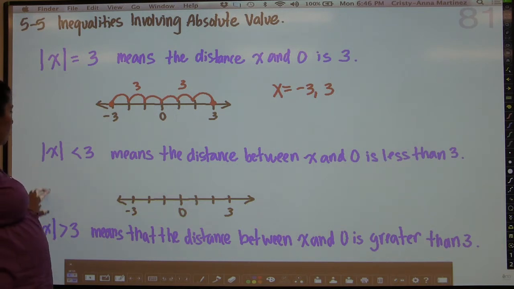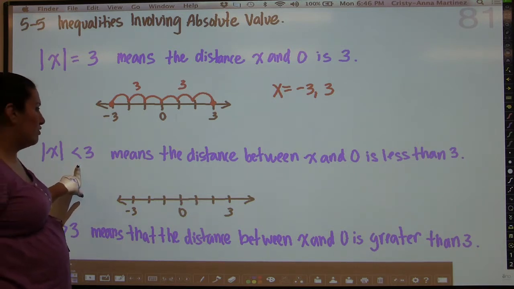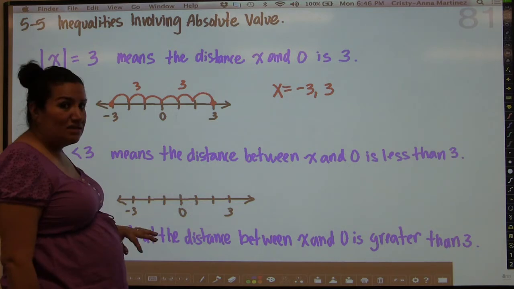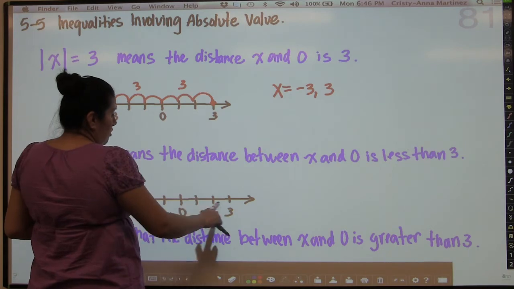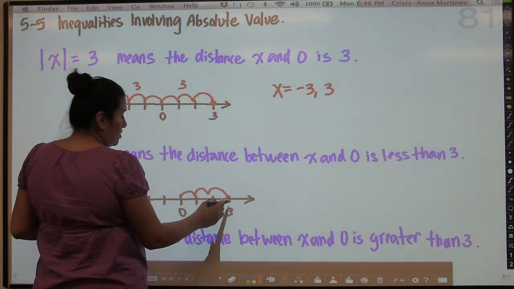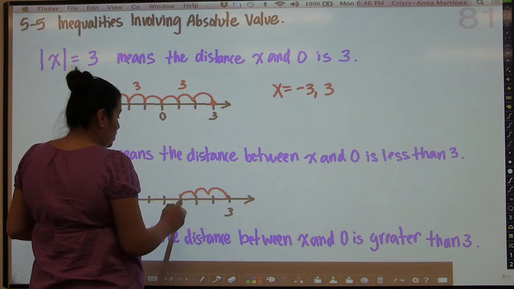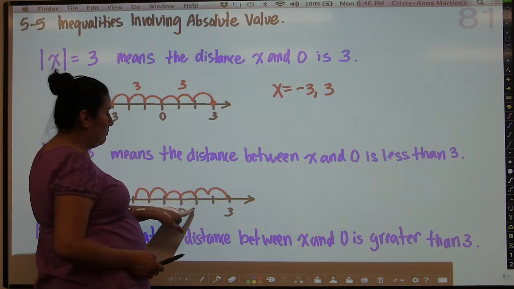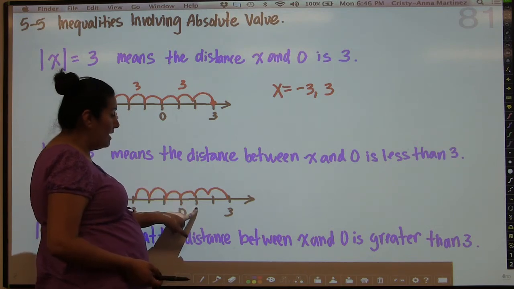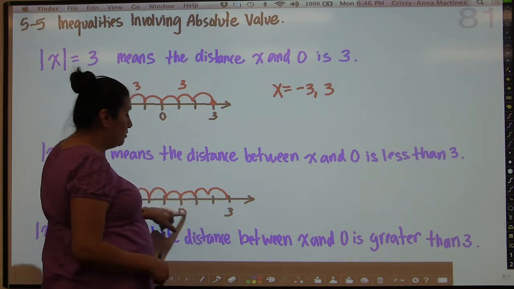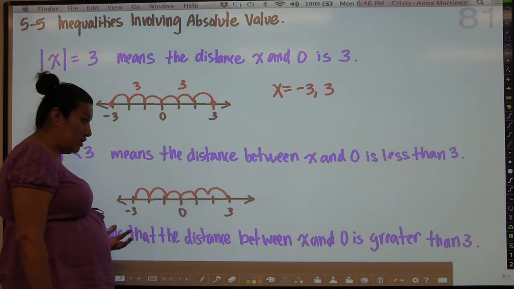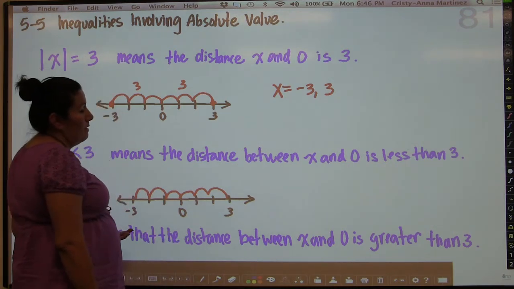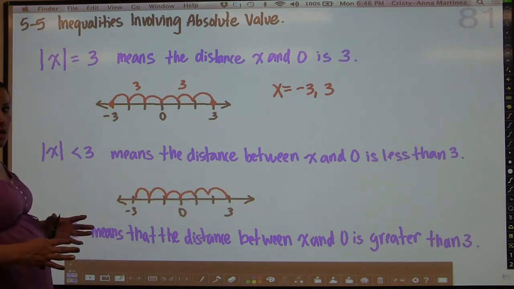Okay, so now what does that mean for inequalities? We have two of them here, and I'm going to use the same number line. The absolute value of x is less than 3 would mean that you're looking for the distance between x and 0 to be less than 3. So for example, any number between 0 and 3 would qualify. The answer could be 1, because 1 is less than 3 units away from 0. 2 is less than 3 units away from 0. 2.5 is less than 3 units away from 0. 0.1 is less than 3 units away from 0. So now you have a whole slew of options.